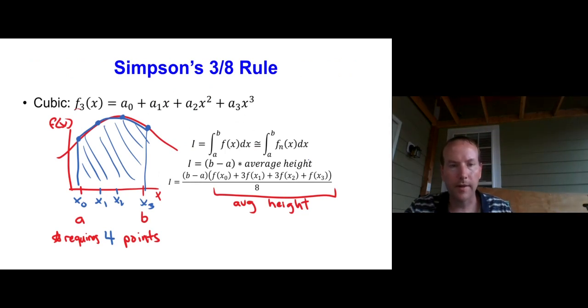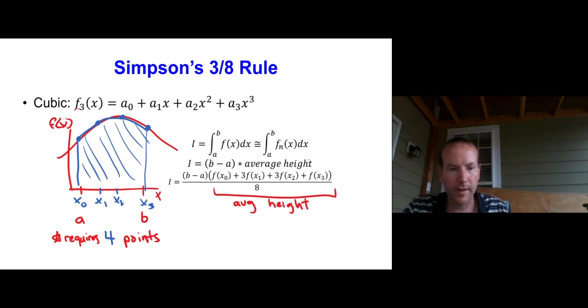Okay, and then finally there's Simpson's 3/8 rule. So if a line isn't good enough, if a quadratic isn't good enough, then you can approximate your function as a cubic. And so that gets even closer to the shape of your original function. And with this formula, you expect that the error is even smaller than it would be otherwise.